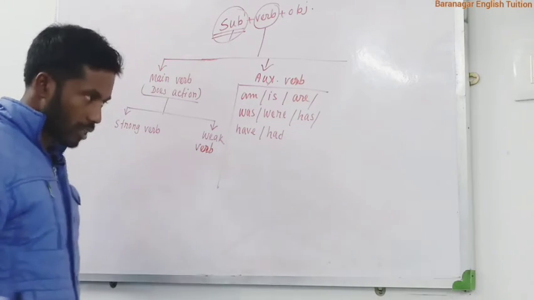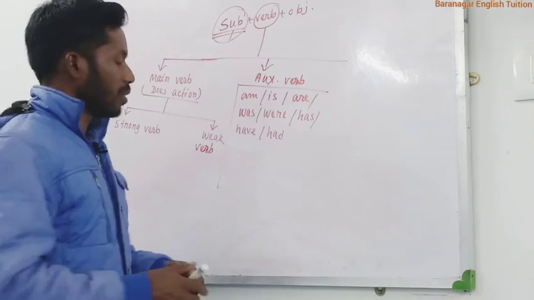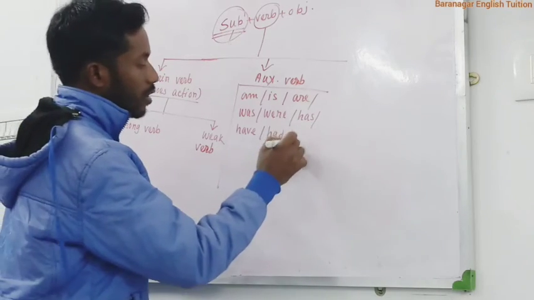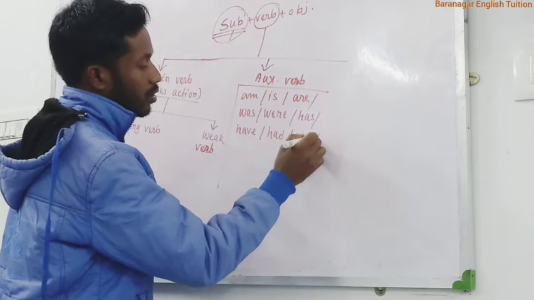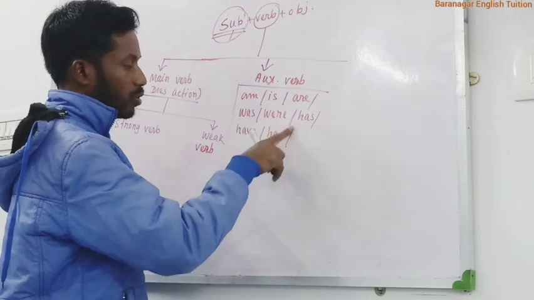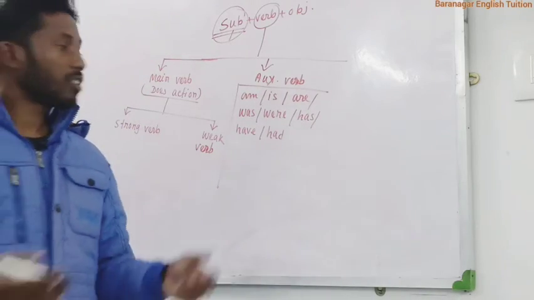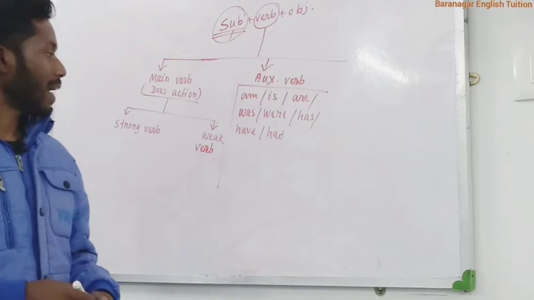You can use shall, will also. Anyway, now these are auxiliary verbs. I'm just writing shall, but this is another kind of verb also. Okay, forget about shall, will, because otherwise it can be critical for you. Just remember, am, is, are, was, were, has, have, had.